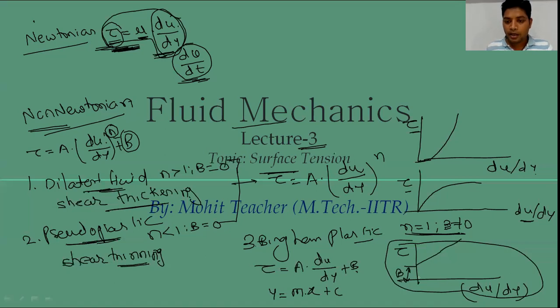Initially, when it is completely full, there is some value, because it is not the case that the paste comes out automatically when you hold the tube vertically. That cannot be possible. So a small amount of B is required. As your tube becomes emptier, the value of B keeps increasing. So this graph will be like this, increasing in this way. So this is the best example for the Bingham plastic.